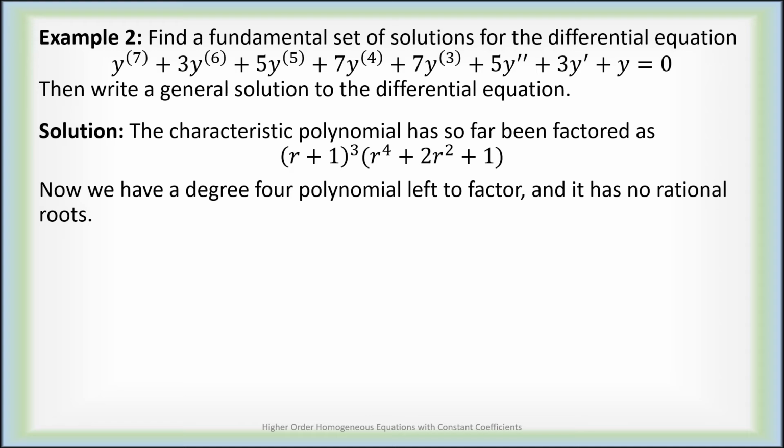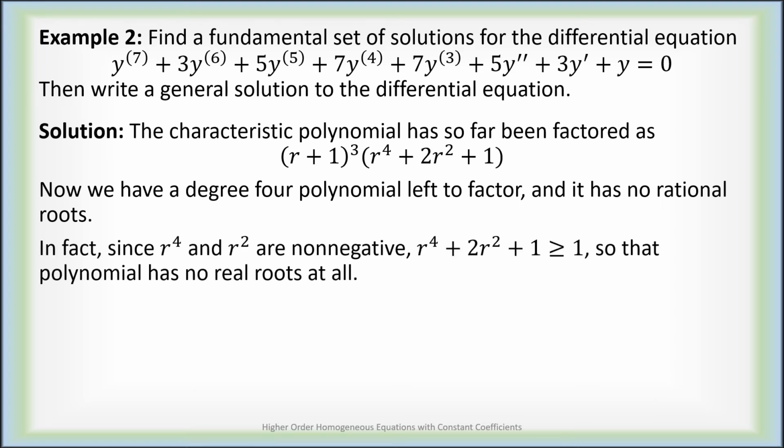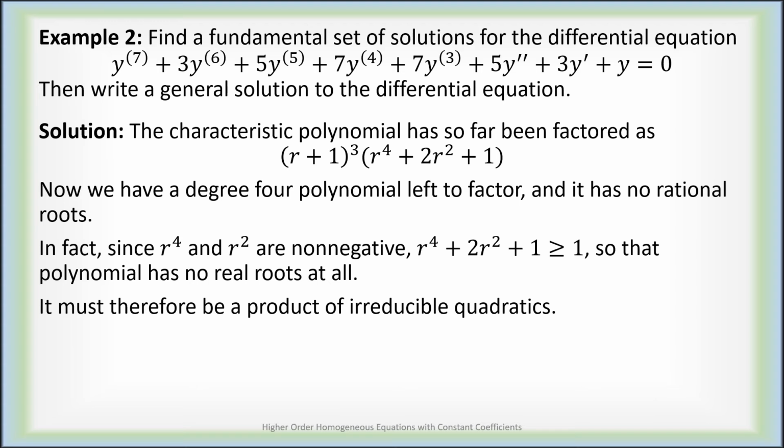Now, factoring a degree 4 polynomial with no rational roots could, in general, be a rather difficult problem. However, r to the 4th and r squared are never going to be negative, and then we're adding this 1 on. So r to the 4th plus 2r squared plus 1 is always at least as large as 1, meaning it's never 0 at all. This quartic polynomial does not have any real roots, rational or irrational. Therefore, it must be expressible as a product of irreducible quadratics.